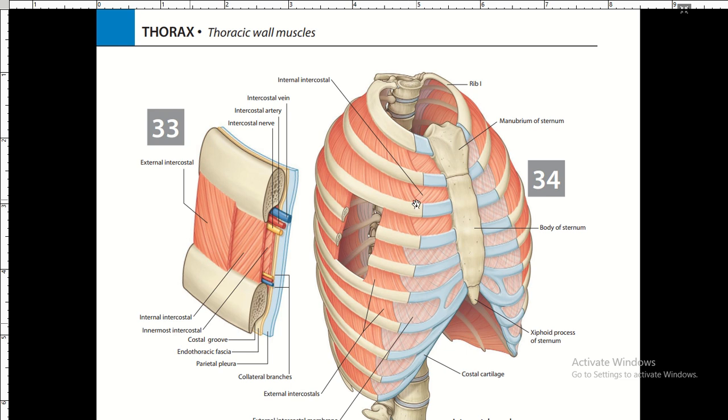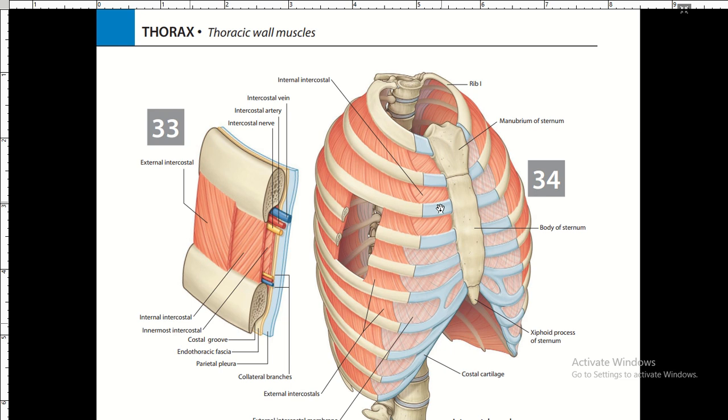So what is going to happen is this. Remember, we said that the external intercostal muscle fibers originate from the rib above, then insert to the rib below. So remember, a muscle always contracts towards its origin. So this muscle is going to contract in this direction. So it is going to raise the ribs. So as it raises the ribs, it's going to increase the anterior-posterior diameter.